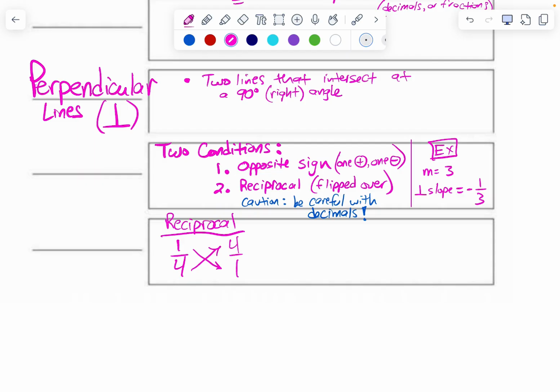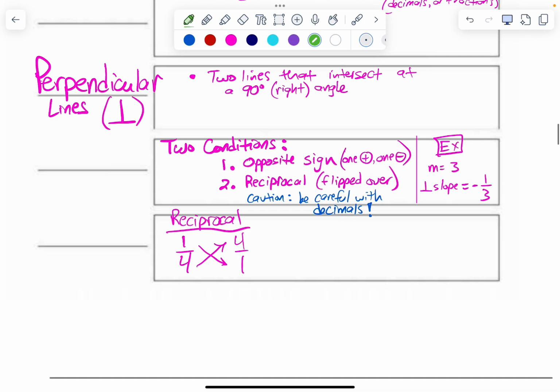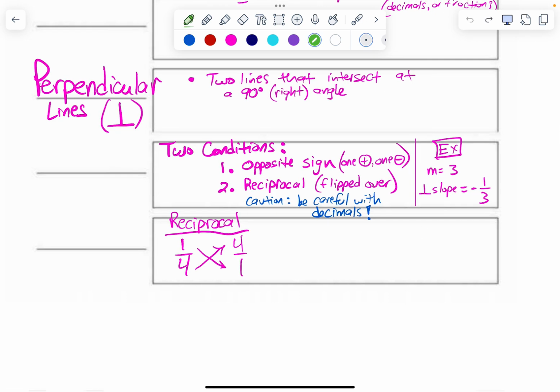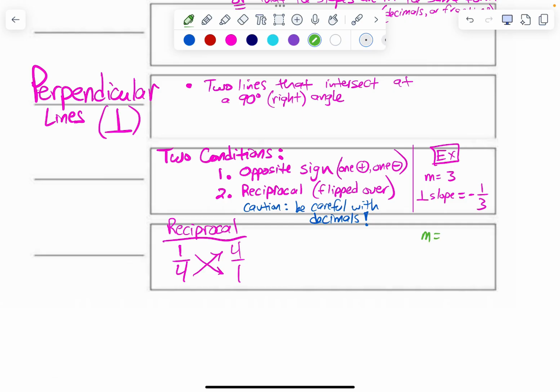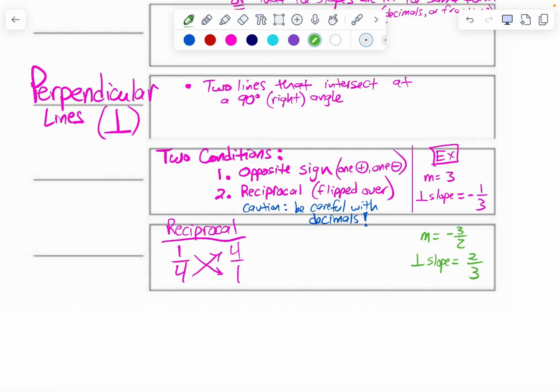Okay, let's do another one. Another example, I mean. Okay, let's say our slope is, this one will be easier, I think, negative 3/2. The perpendicular slope is what? 2/3. Positive 2 over 3. So change the sign, flip it over. It's easy when you have a fraction, actually. That is one, for a change, way easier with a fraction than anything else, even easier than a whole number. So fractions aren't always bad.